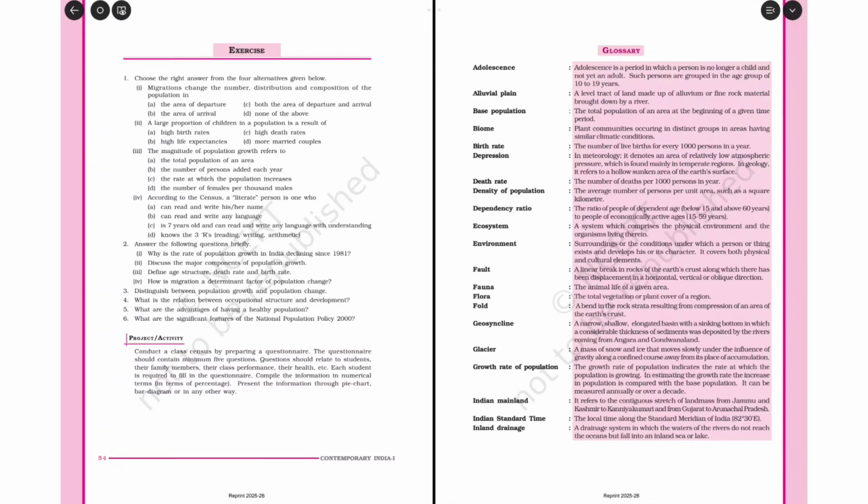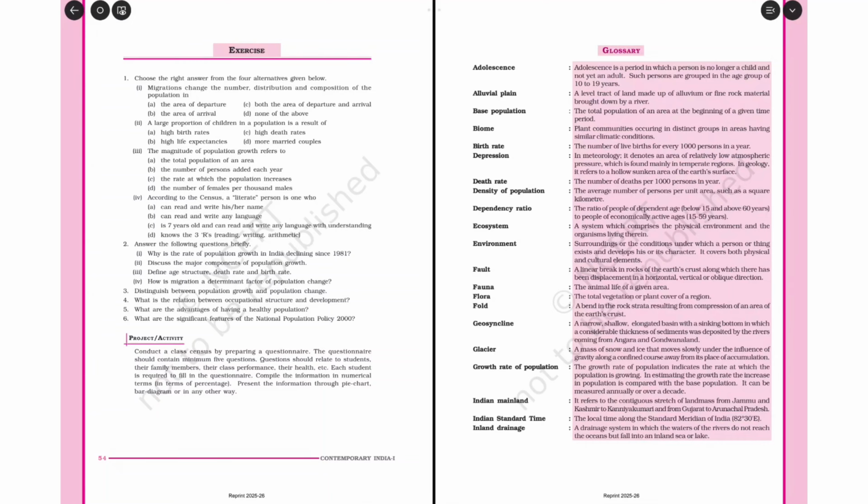Question 1, part Roman numeral 4. 4. According to the census, a literate person is one who A. Can read and write his or her name, B. Can read and write any language, C. Is 7 years old and can read and write any language with understanding, D. Knows the 3 R's, reading, writing, arithmetic. The correct answer here is C.